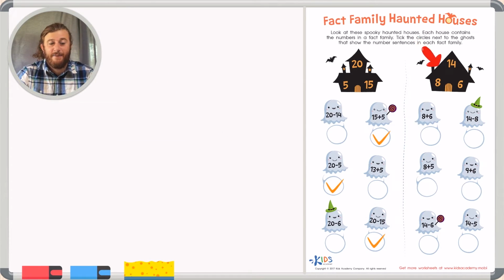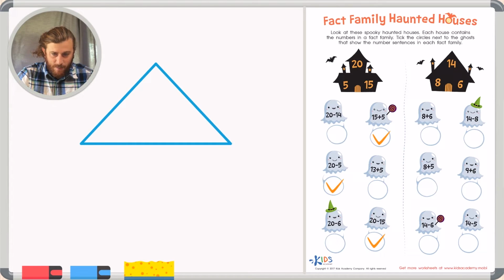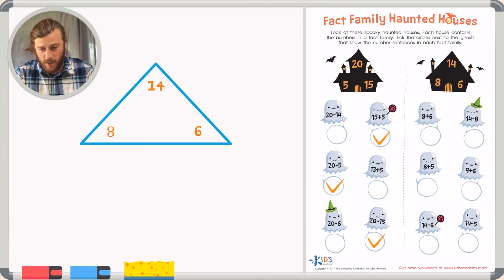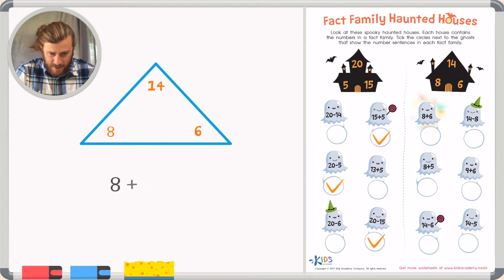Let's take a look at the second fact family on our worksheet. We have another fact family triangle that's represented by the numbers 14, 8, and 6. Remember, these numbers should add or subtract to equal one another inside the fact family. So let's take a look at our first problem. 8 plus 6. Okay, 8 plus 6 are two numbers that are inside the fact family.